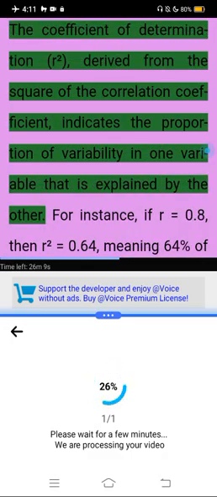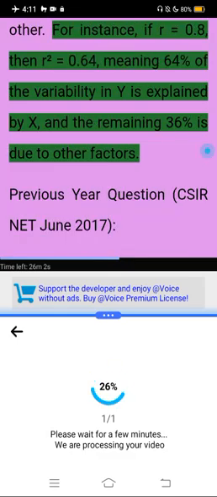Careful interpretation is crucial. The coefficient of determination, r squared, derived from the square of the correlation coefficient, indicates the proportion of variability in one variable that is explained by the other. For instance, if r equals 0.8, then r squared equals 0.64, meaning 64% of the variability in y is explained by x, and the remaining 36% is due to other factors.